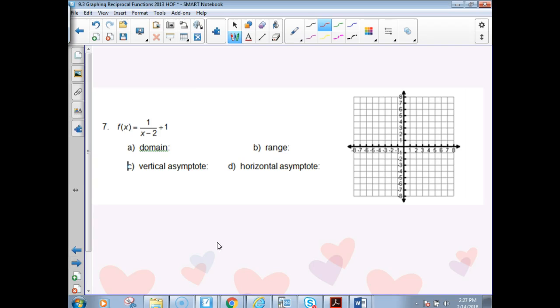Okay, so I think a couple more, and then we'll be done with our examples. All right, domain, all reals except 2. X can't equal 2, and all reals for the range except y can't equal 1. Vertical asymptote is going to be at x is 2 and the horizontal at y equals 1.